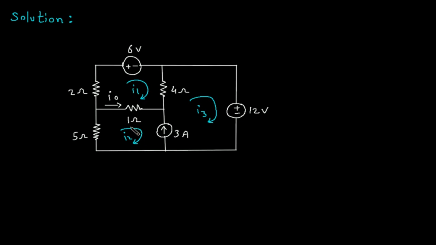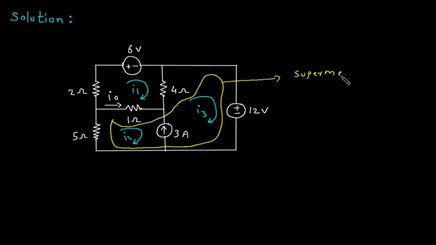Also, between mesh 2 and mesh 3, there is a super mesh. So, this forms a super mesh. So, we will apply KVL to the super mesh. This will be positive, this will be negative, positive, negative, positive, negative.